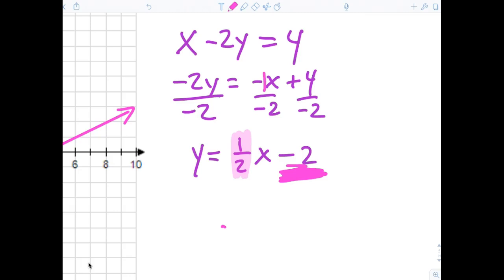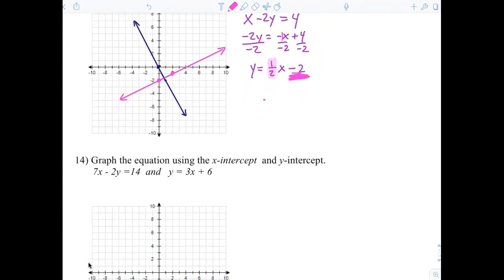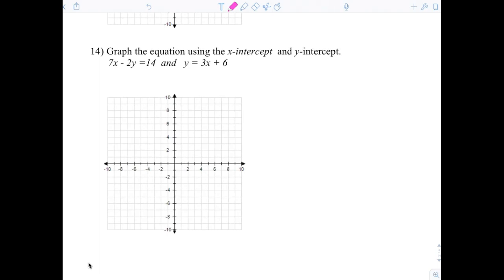Come on. You all right back there? All right, here we go. Next. Let's go. 7x minus 2y equals 14. So I have to solve that.